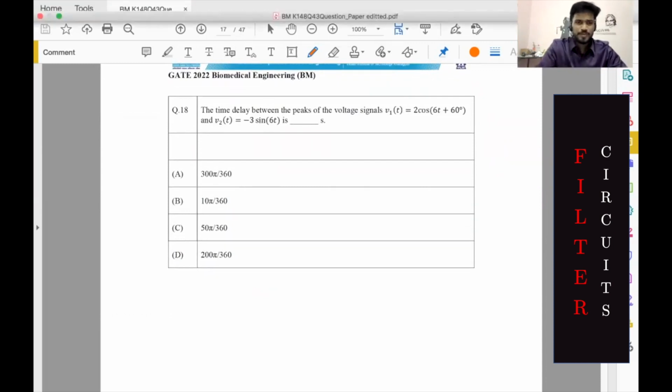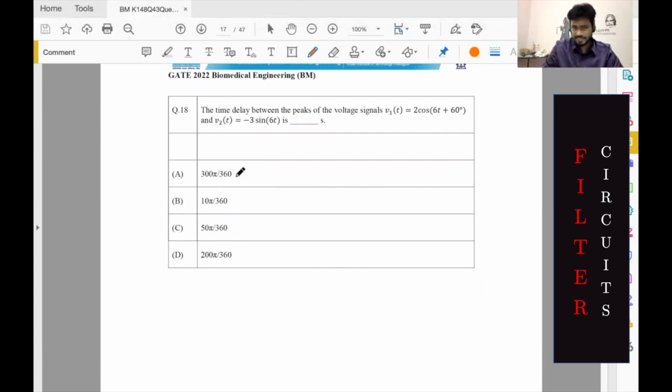I had some poll in YouTube, and so this is one place, it says majority need not be right. Okay, so about 60% voted for 300 pi by 360. Official key is C. A strong contender here is 10 pi by 360. So quickly, what would be the answer here?